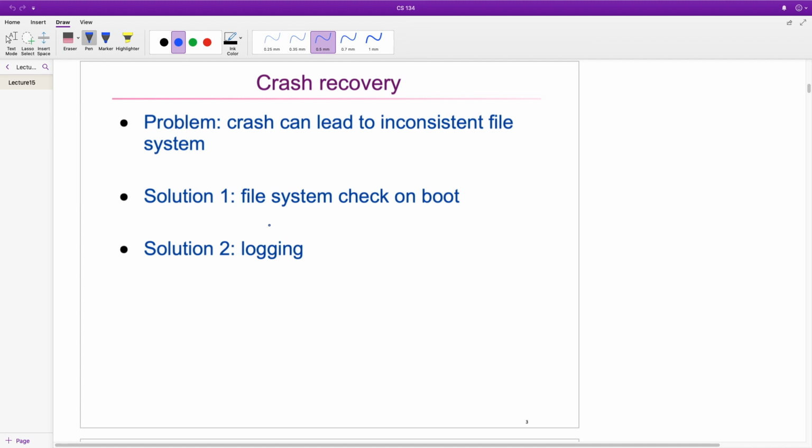So 2 main approaches. The old school Unix approach was file system check on boot. Okay, anyone know what the file system check command is called?